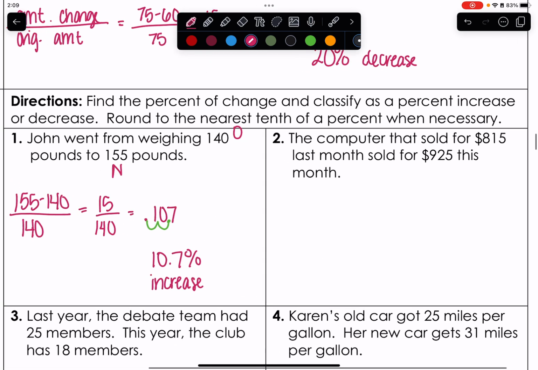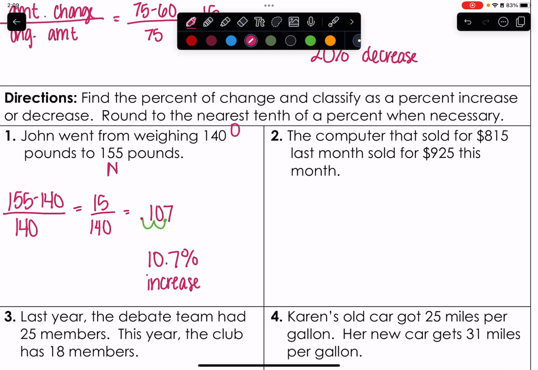So for number 2, we have a computer that sold for $815 last month, but now is selling for $925 this month. So this one was that $815 is still the original. That is still the first time or the original amount that we sold it for. Even though it was a month ago, that was the initial one. The newer price is $925. So we want to figure out what is the amount that has changed between those prices. So we can take $925 minus $815.